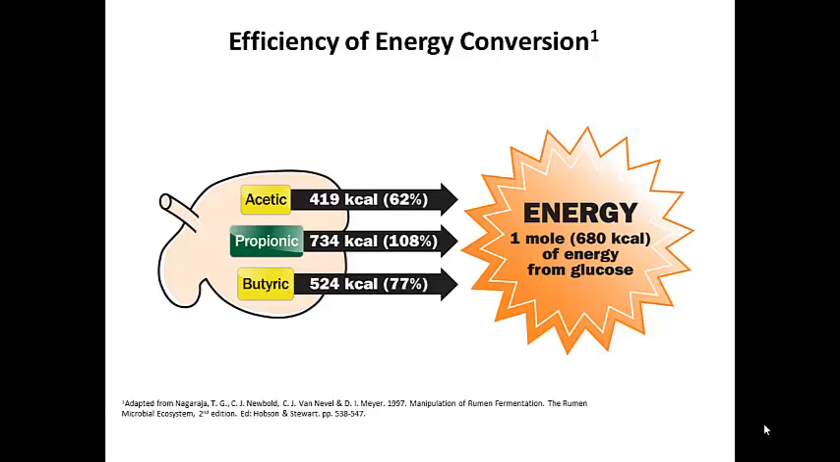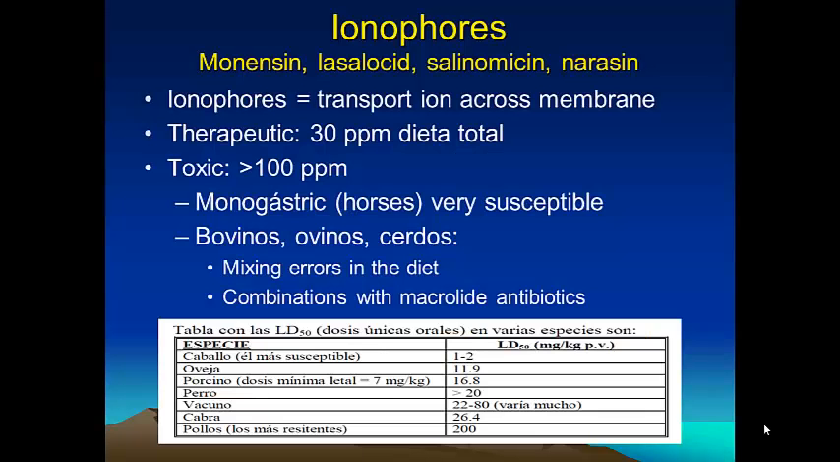On this slide, we can see that propionic acid results in proportionally more production of glucose compared to acetic acid and butyric acid when it reaches the liver. So the more propionic acid is being produced in the rumen by feeding monensin, the more efficiency in terms of getting more groceries out of those nutrients. Now, you do not want to exceed the level of 30 parts per million in the diet, because if you reach 100 parts per million, you're entering into the toxic range for cattle.